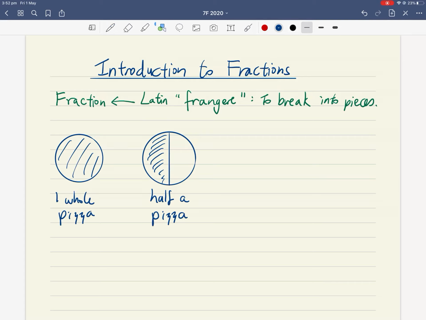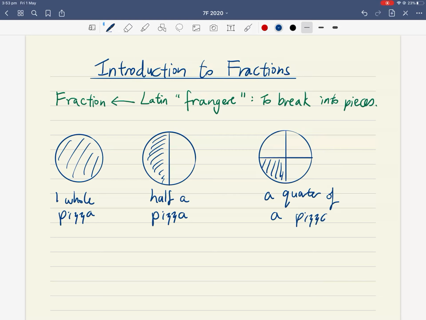Or if you end up having more friends, you draw the same shape again, you decide to cut the pizza into quarters, into 4 slices, and then you take one of the slices yourself, so you have a quarter of a pizza. So you should be familiar with these words: one whole pizza, one half of a pizza, one quarter of a pizza. The more slices you cut your pizza, the smaller your slice is.